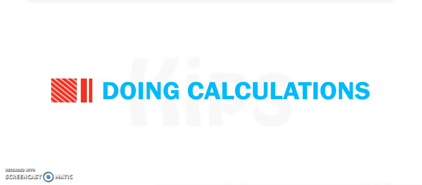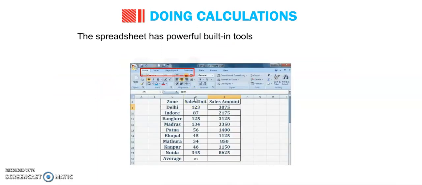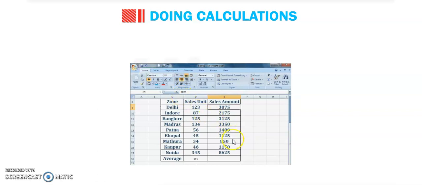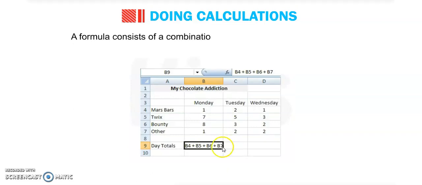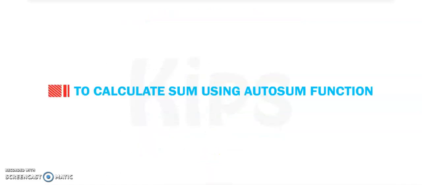After that, doing calculations. We can do calculations in Excel. The spreadsheet has powerful built-in tools such as functions and formulas to perform calculations on the data. A formula calculates values displayed in the cell to return a result. A formula consists of a combination of cell references, numbers and arithmetic operators. The formula always begins with an equal sign. Calculations in Excel are often used to sum up a column or a row of data.